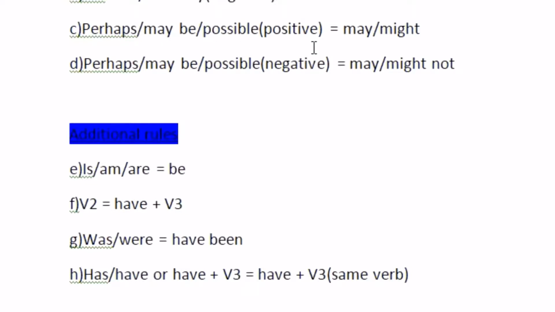Perhaps, maybe, possible, positive is equal to may or might. Perhaps, maybe, possible, negative is equal to may or might not. Some additional rules there: Is, am, are is equal to be. Verb 2 is equal to have plus verb 3. Was, were is equal to have been. Has or have plus verb 3 is equal to have plus verb 3 there.